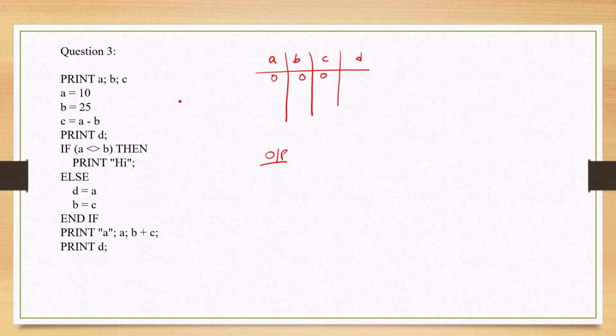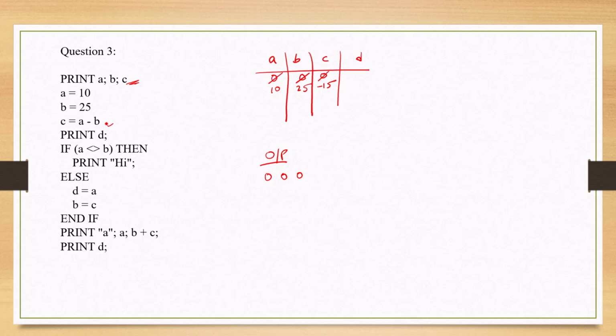Print A, B and C. So that is going to print the value of A 0, the value of B 0, the value of C 0, and after printing C there is no semicolon, so the line will change, the cursor is in the second line. Now we have A equal to 10, so A's value will change to 10, B equal to 25, B will change to 25, and it's written C equal to A minus B. A minus B means 10 minus 25, that will be minus 15, right? So minus 15 is the value of C.